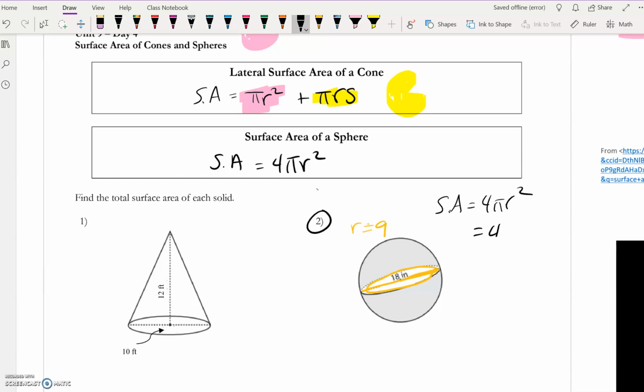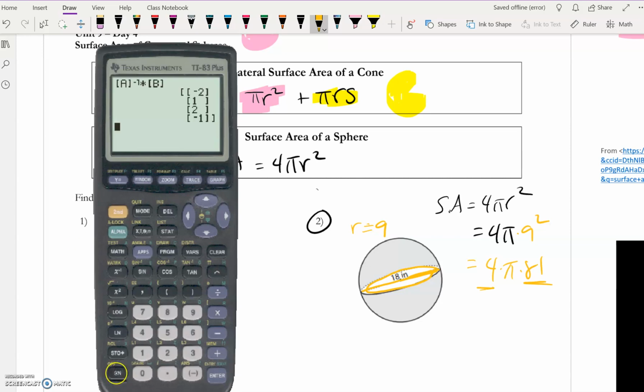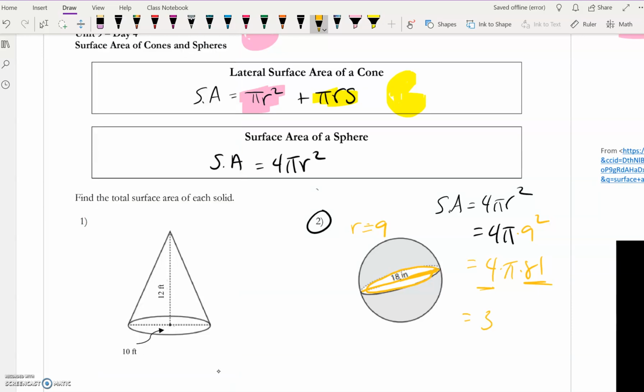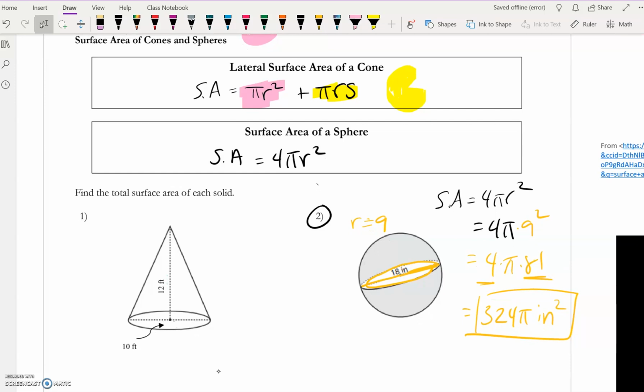So when I plug that in, it's going to be 4 times pi times 9 squared. It's going to be 4 times pi times 81. I'm going to multiply the 81 and the 4, just my plain numbers. Looks like it's 324 pi. And then I'm going to put inches squared. So remember, units squared, that's how we want to put our final answers for this unit. I'm going to leave it as 324 pi because I want the exact final answer. I don't want to round with decimals.